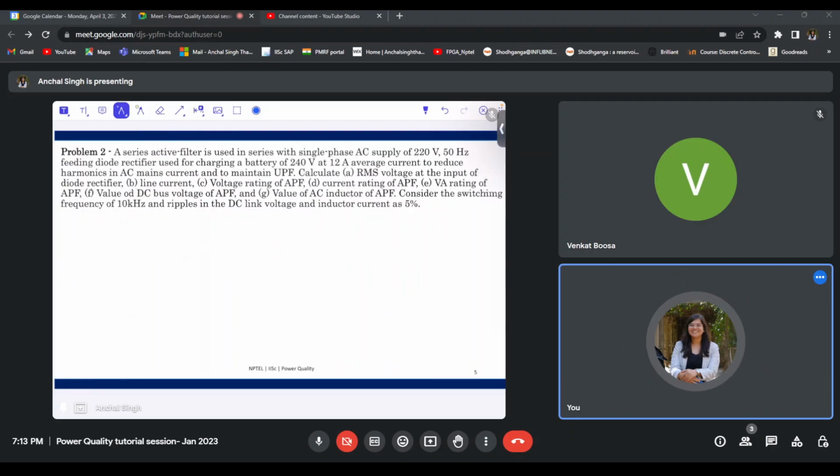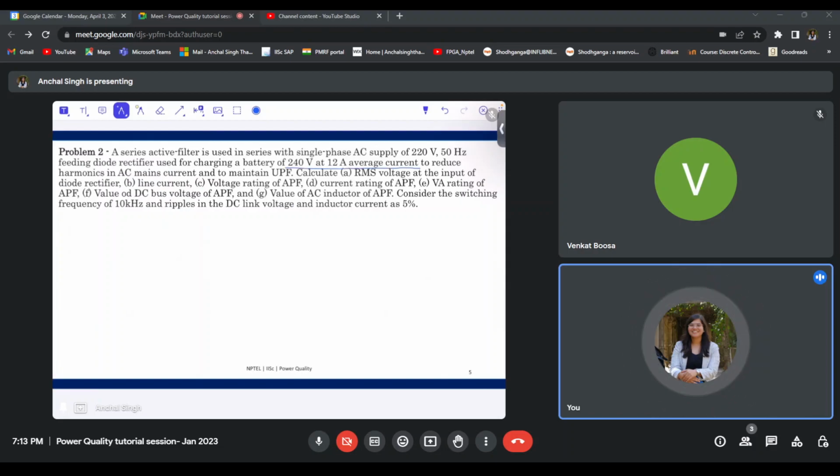So for the second problem, again a series active filter is used in series with a single phase AC supply of 220 volt 50 hertz feeding a diode rectifier used for charging a battery of 240 volt at 12 ampere average current to reduce harmonics in AC mains current and to maintain unity power factor. And we have to calculate the RMS voltage at the input of the diode rectifier, the line current, voltage rating of active power filter, current rating of active power filter, and the volt ampere rating of the active power filter, and value of DC bus voltage of active power filter, and the value of AC inductor of active power filter.